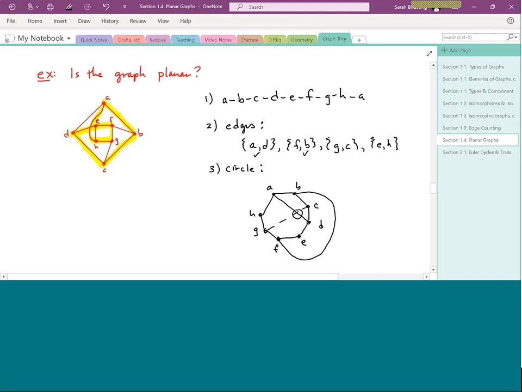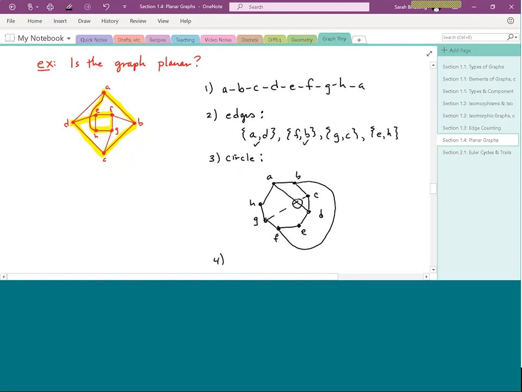Now, what does that tell you? That tells you in terms of our conclusion that this graph is non-planar. Now, notice here, we didn't put in that last edge, so we're going to do that here in just a second.